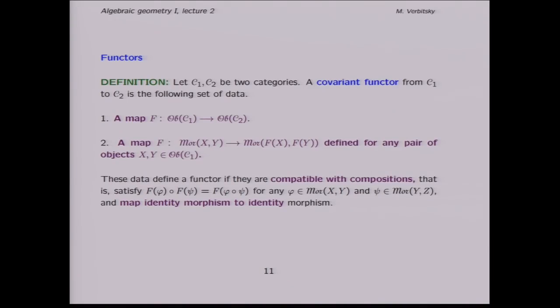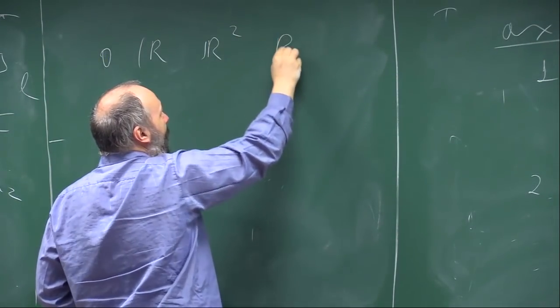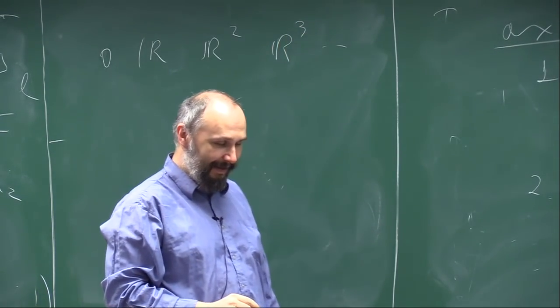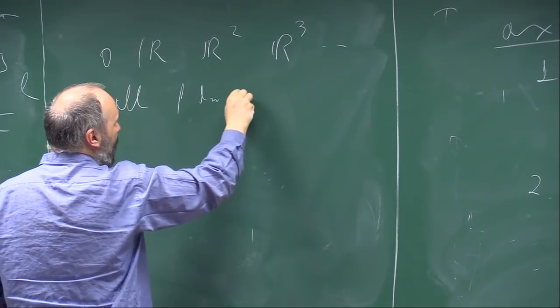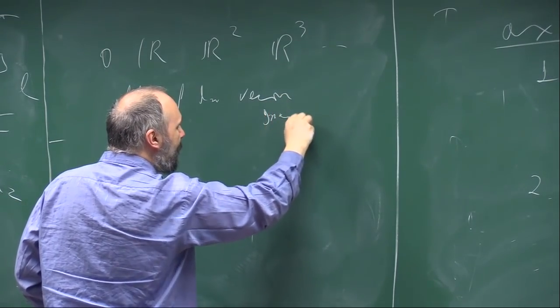Now, functors. So the important thing about categories is that many things in disguise are the same. For instance, consider the category of all vector spaces, and consider the category of vector spaces with countably many objects, with objects like the zero space, R, R squared, R cubed, and so on. This is one category. Another category is all finite-dimensional vector spaces over R.